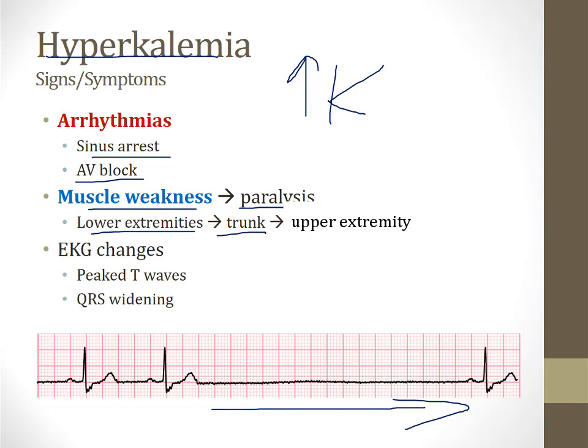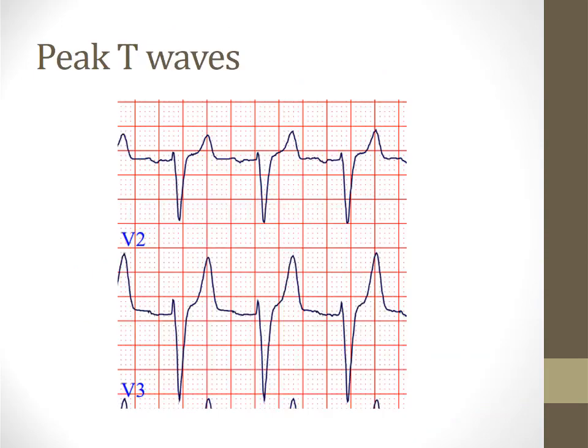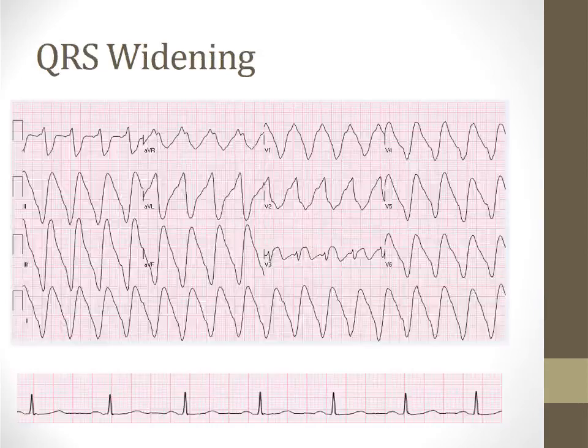And then there are a couple of classic EKG changes you should be aware of. The first one is peaked T waves, and the second is QRS widening. This is an example of peaked T waves on the screen. So these T waves are much taller than what is normally seen, and a lot of people remember this by just thinking that potassium hides under the T waves. That's also a way to remember that the T waves get flat in the setting of hypokalemia, which we'll talk about later.